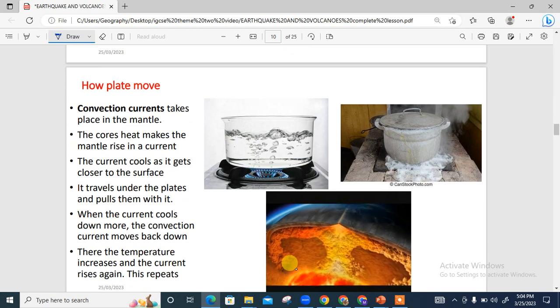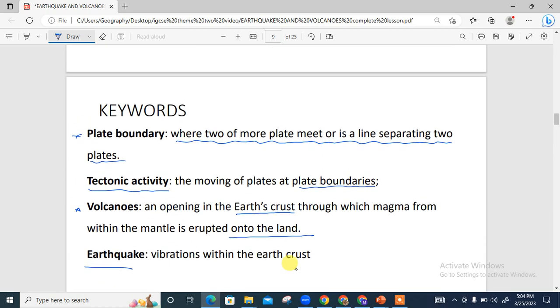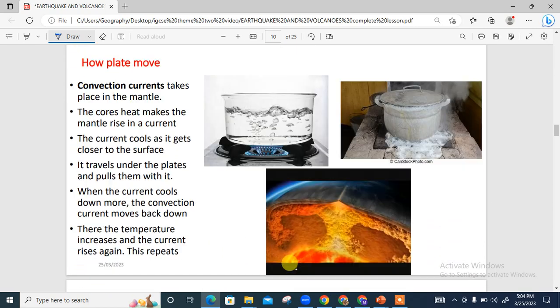Now, since we are looking at plate boundaries, which is where two or more plates meet, or a line separating two plates, they are able to meet because of the movement that takes place along these plate boundaries. If you want to look at what that means, the earth is divided into different layers. We usually have the core. If this is the core, we have the mantle, and after the mantle, we have the crust.